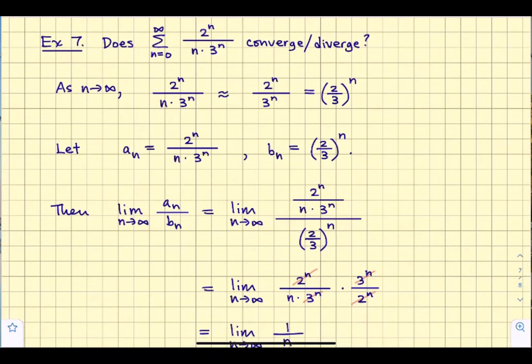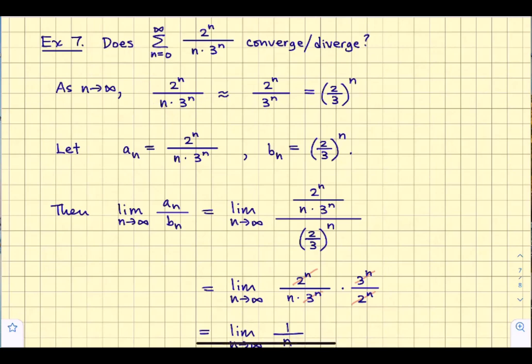So example 7. Does the sum from n equals 0 to infinity of 2 to the n over n times 3 to the n converge or diverge? This one looks a little different. I did this purposefully just to give you a diversity of examples. So again, why don't we try a dominant term analysis? As n goes to infinity, the dominant term here is 2 to the n. The dominant term here is the exponential.